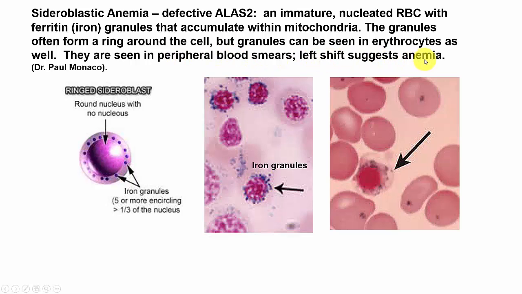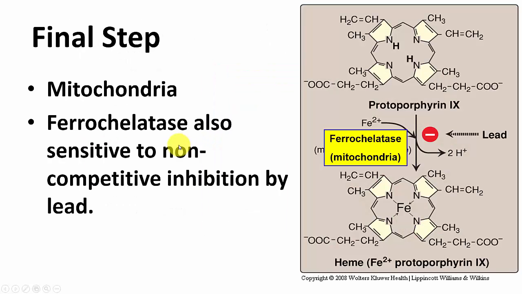Left shifts suggest anemia. So when you see those, Dr. Paul Monaco provided me with this information. You'll see more about this when you get to cell and tissue, but this is sort of an introduction of it. The final step is adding the iron into the protoporphyrin 9 ring.